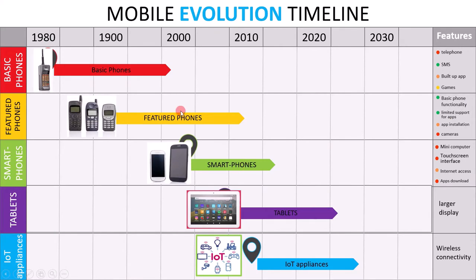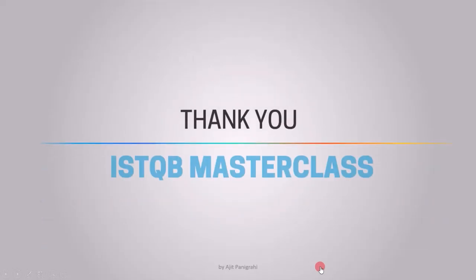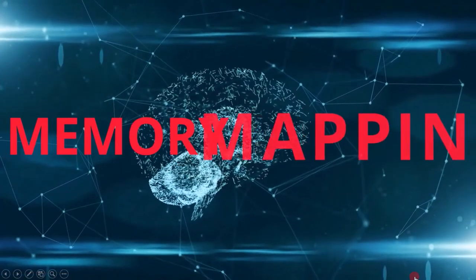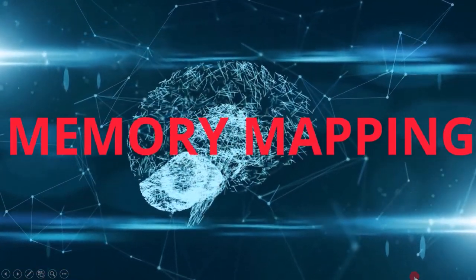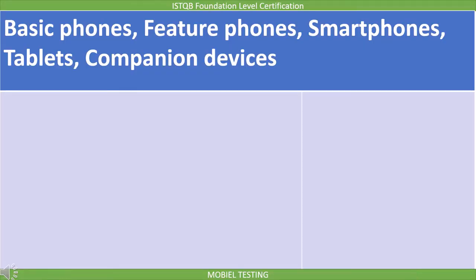These are the mobile devices we discussed: basic phones, feature phones, smartphones, tablets, and companion devices. The statements will now appear on your screen. Please read them by yourself and identify the suitable mobile device.